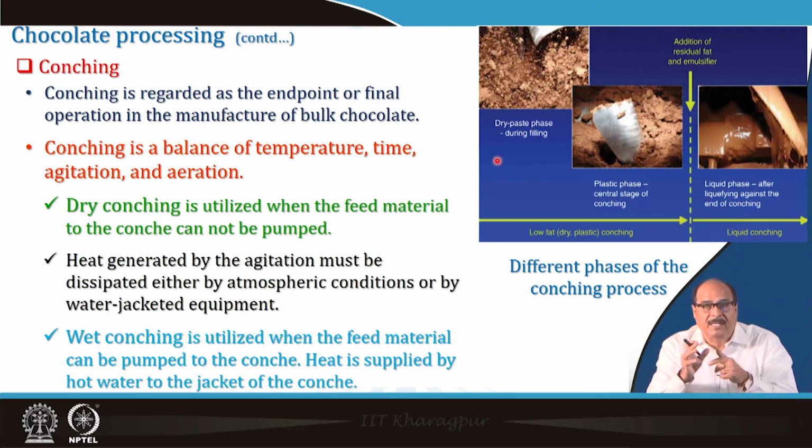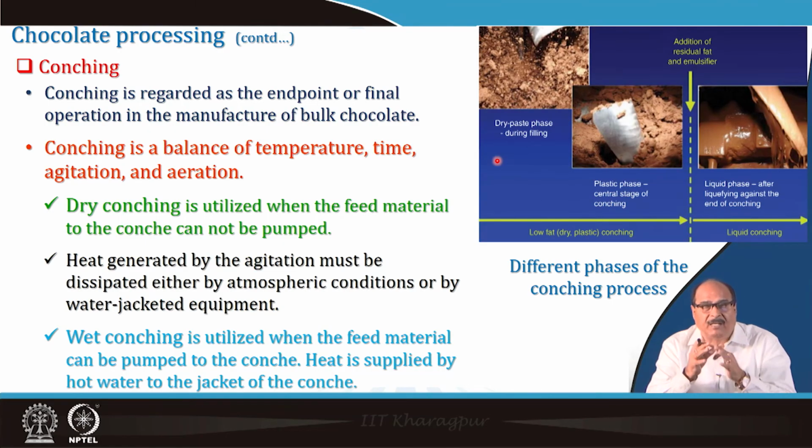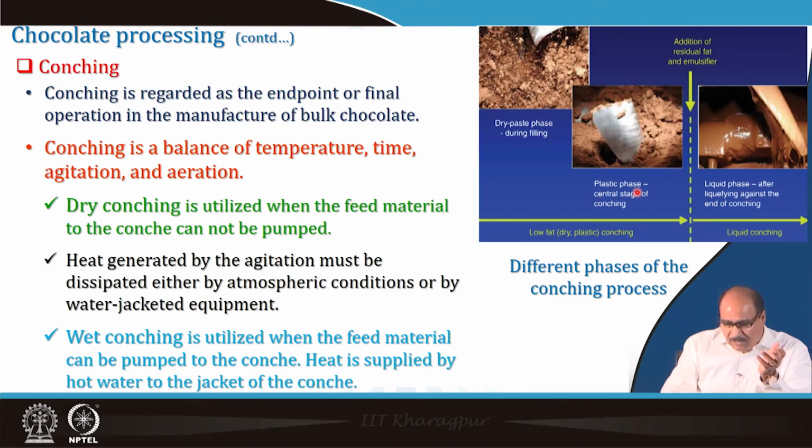Dry conching is utilized when the feed material to the conch cannot be pumped. Heat generated by the agitation must be dissipated either by atmospheric conditions or by water jacketing equipment. Wet conching is utilized when the feed material can be pumped to the conch, and in this case heat is supplied by hot water to the jacket of the conch. The different phases can be seen here in the conching process.